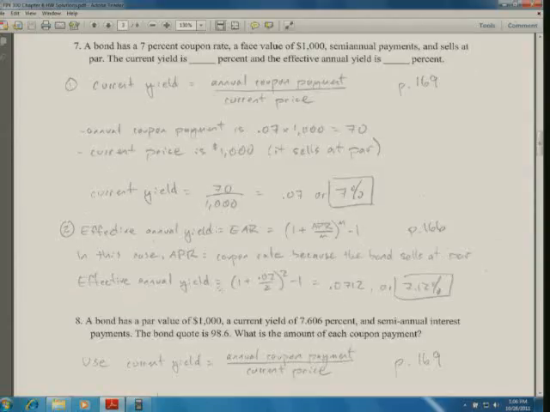So the effective annual yield, we just dump into our effective annual rate formula here. It's 1 plus 0.07, which is our yield to maturity, divided by 2 because we have 2 compounding periods per year. Right, it's semi-annual couponing for all bonds. So we divide that by 2 and then also raise it to the 2. And then minus 1. So we find the effective annual yield is 0.0712 or 7.12%.